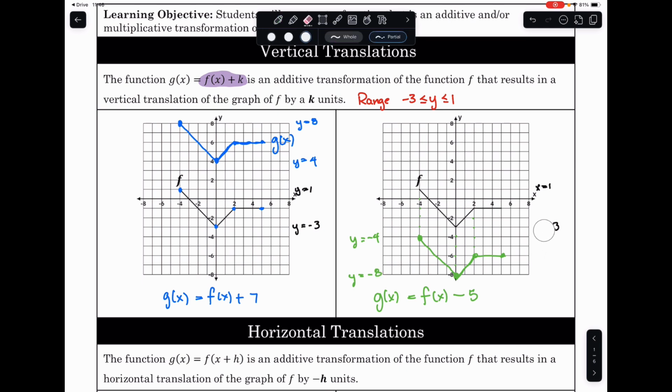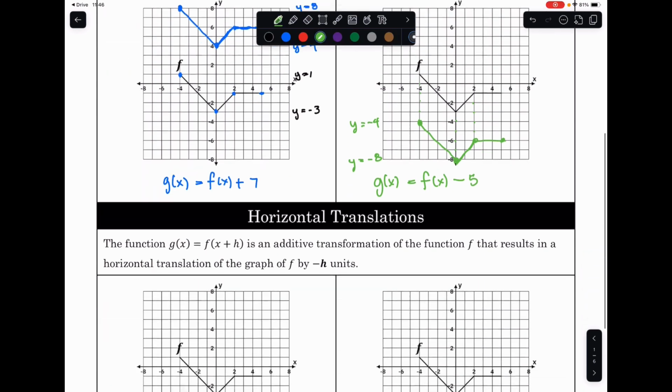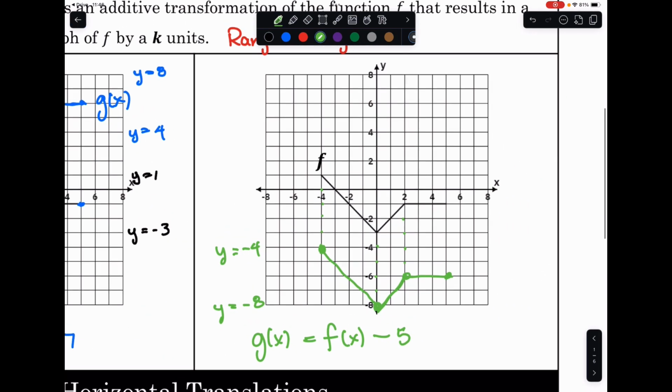You can clearly see the y values, and let me zoom in, y equals 1 and y equals -3 are a difference of 5. 1 minus 5 is now at -4, and the lowest y value, which is at -3, when I subtract 5 from it, moves to -8.